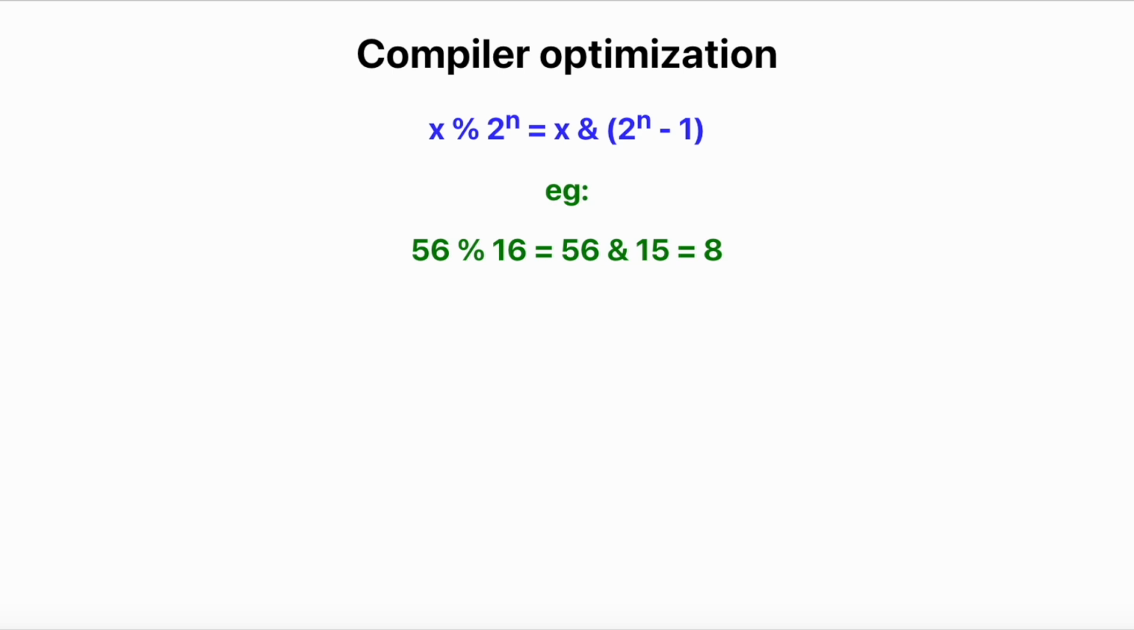Let's see an optimization done by the compiler when modulo is done by a number which is a power of 2. x mod 2 power n can also be calculated as x and 2 power n minus 1. For example, 56 mod 16 is the same as 56 and 15.